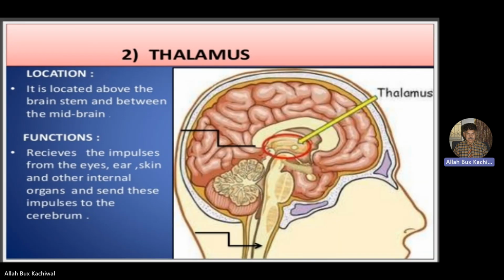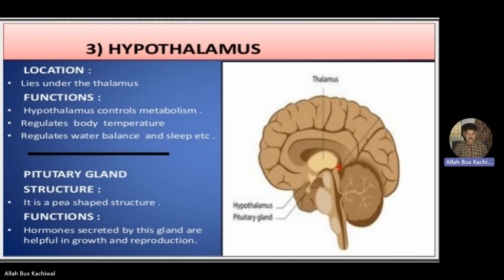Thalamus: it is located above the brainstem and between the midbrain. The thalamus receives impulses from the eyes, ear, skin, and other internal organs and sends these impulses to the cerebrum. Hypothalamus lies under the thalamus. Hypothalamus controls metabolism, regulates body temperature, regulates water balance, and sleep.